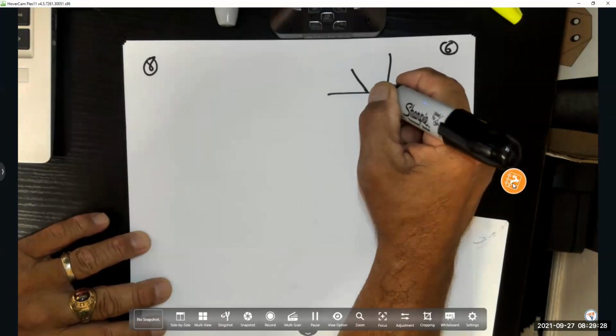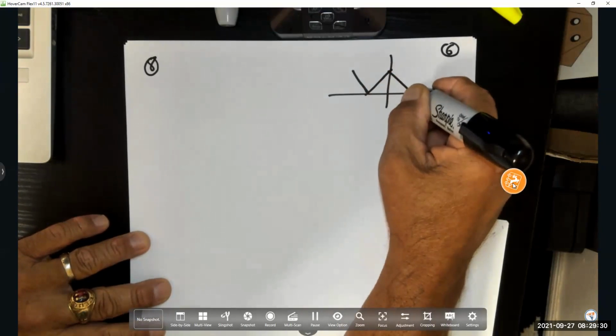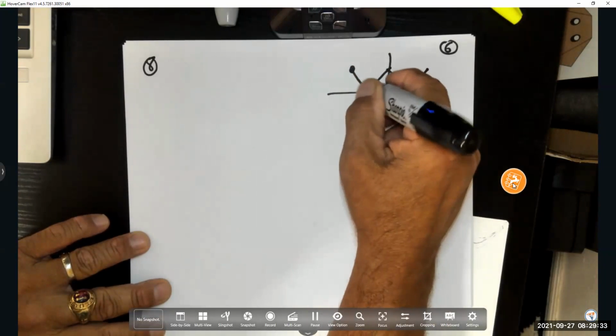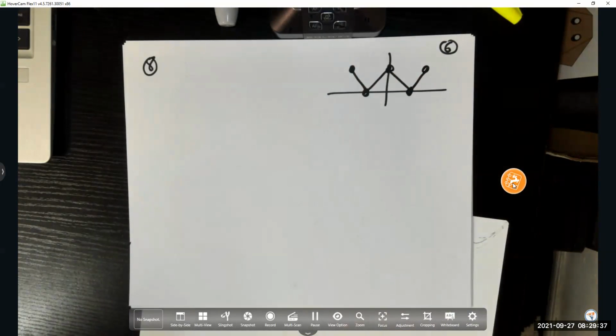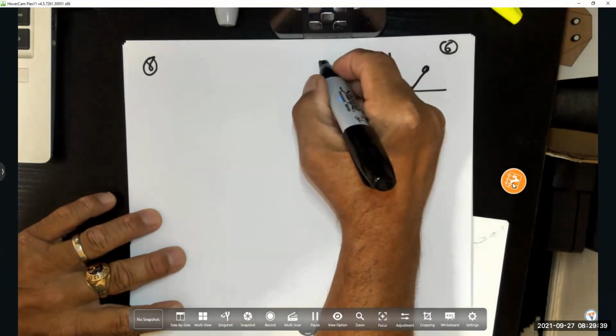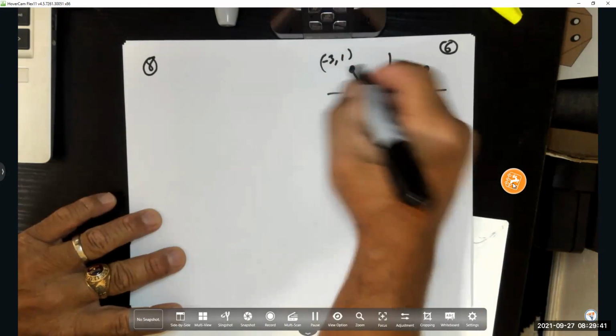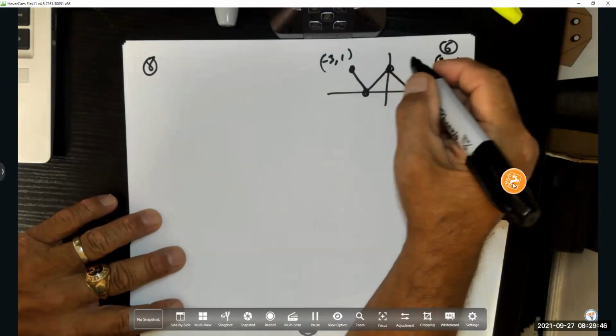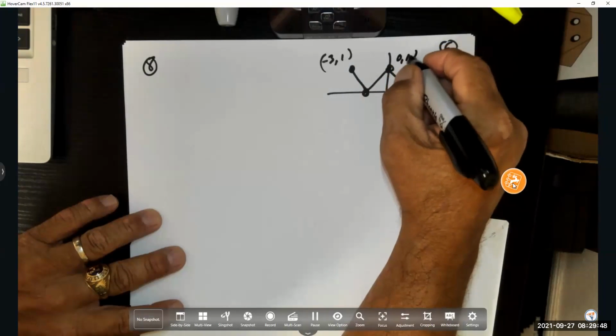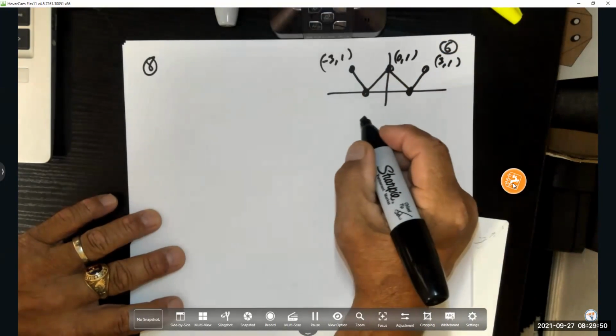Let me see what my picture looks like. It looks like that, like a big W or something. Something like that. All right, it's going to have dots right there, and I'll give you the dots right here. This is going to be negative 3 and 1. This is going to be 3 and 1. This is going to be 0 and 1. It's going to be negative 1, 0.